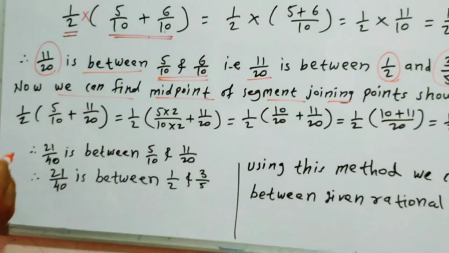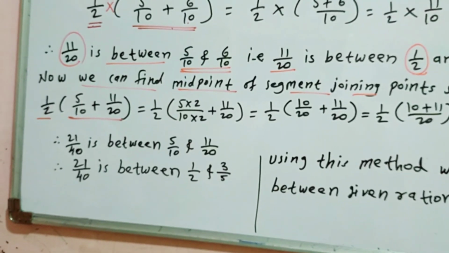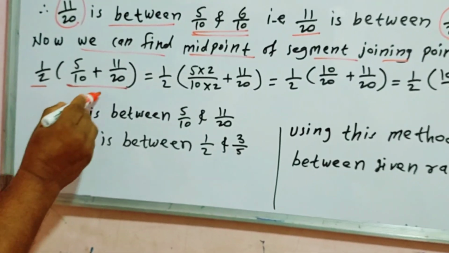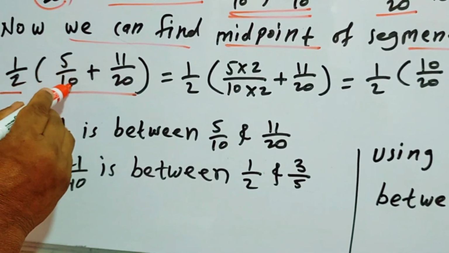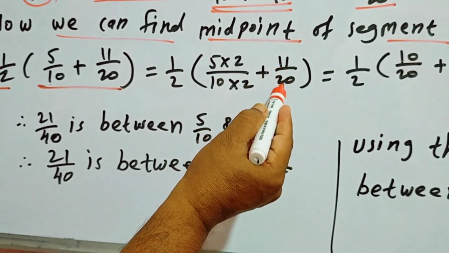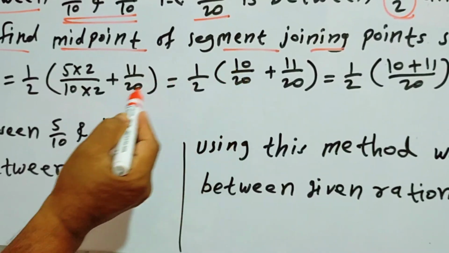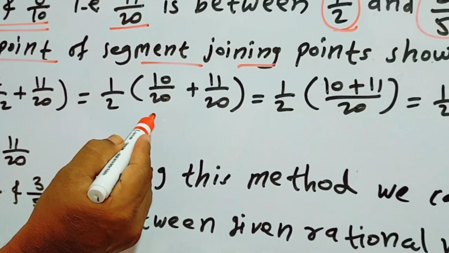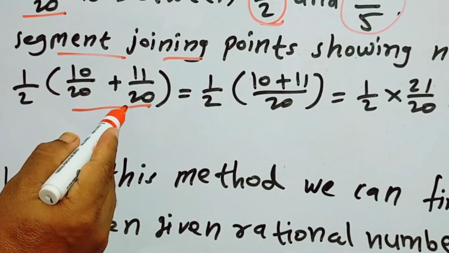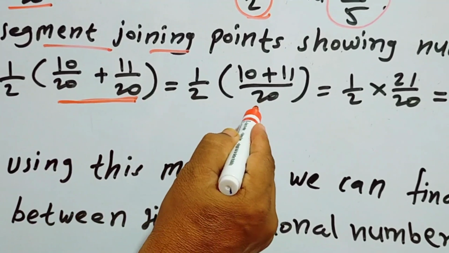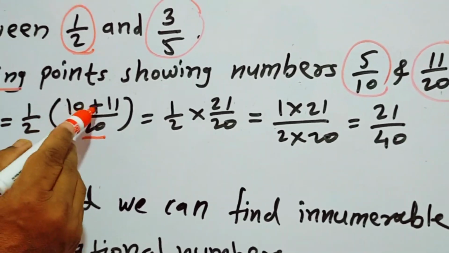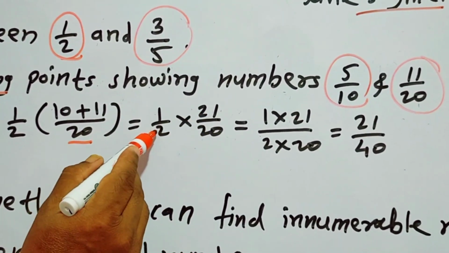How to find? Take half of the sum of these two numbers. But here denominators are different. Try to make equal denominators. Here is 20, here is 10. Multiply the first fraction by 2. Half into 5 into 2 upon 10 into 2 plus 11 upon 20. 5 into 2 is 10. 10 into 2 is 20. Now see both denominators are same. Half into 10 upon 20 plus 11 upon 20. When the denominator is the same we can take LCM 20. Half into, add 10 and 11 here. 10 plus 11 is 21 upon 20 into half.